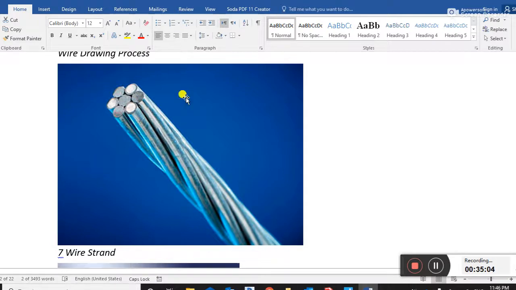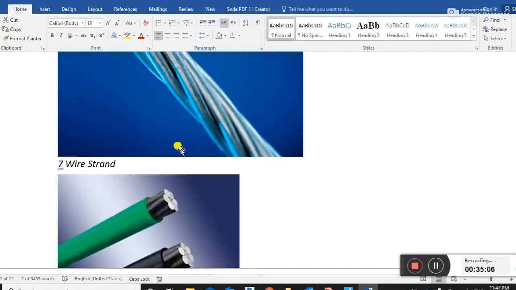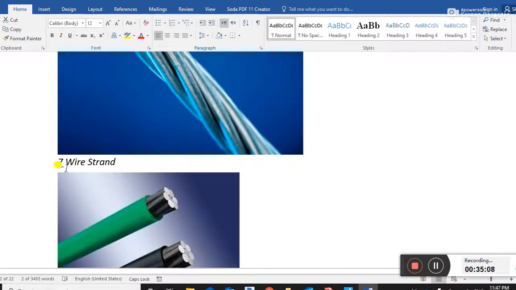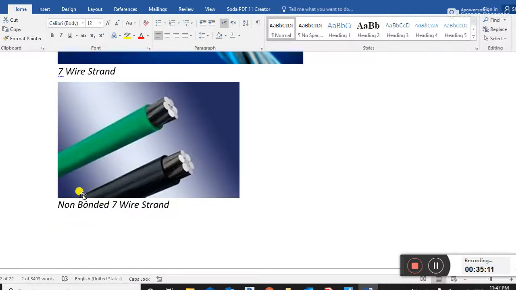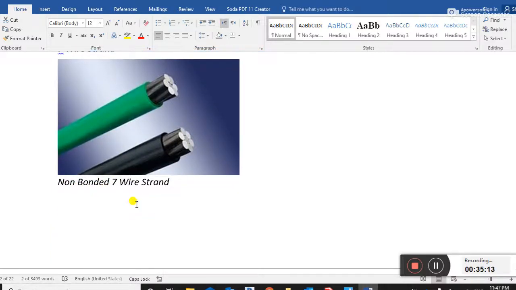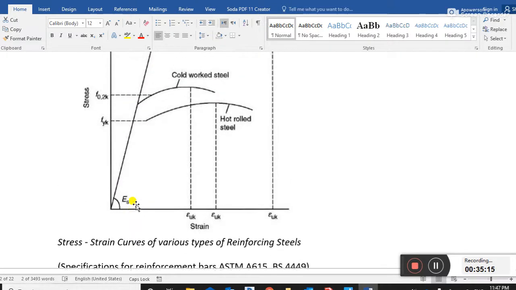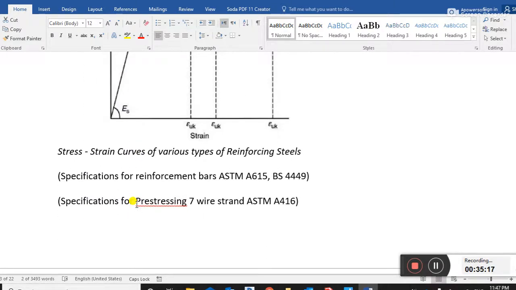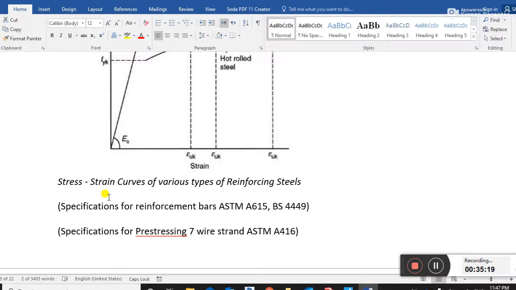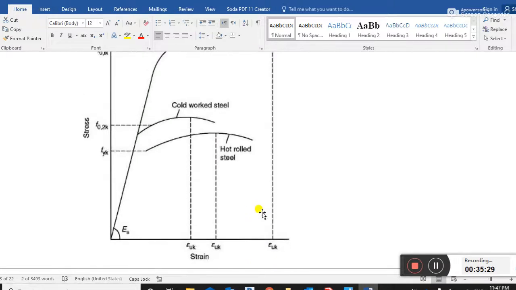This is the pre-stressing rebar, 7 wire strands, and this is non-bonded 7 wire strands. This is the stress-strain curve versus type of steel, reinforcing steel. Specification of the reinforcement bar is ASTM, and specification of the pre-stressing 7 wire strand is also ASTM.